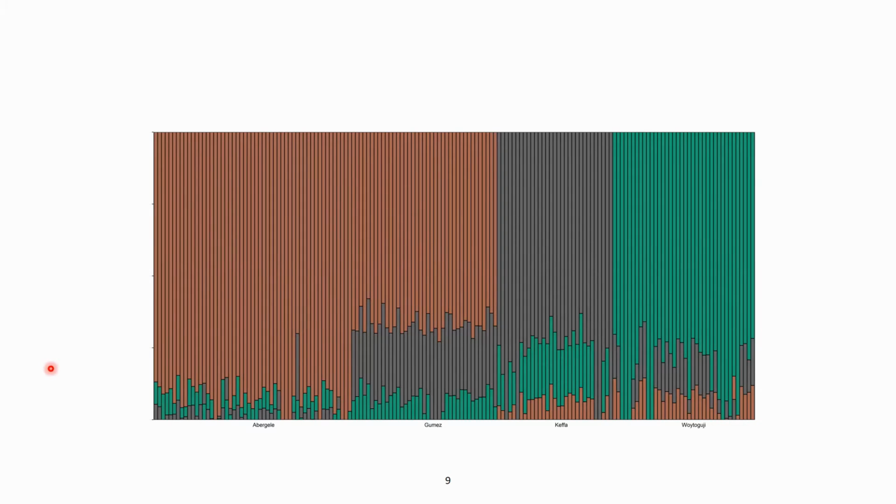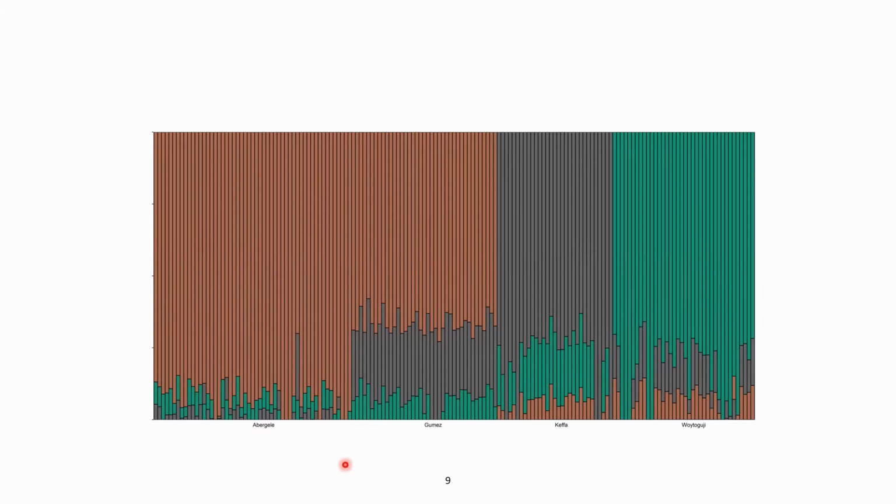So here is an admixture plot for actually 4 populations. So these are 4 sheep populations from Ethiopia. And you could see that basically they are quite different when it comes to admixture proportions. So this would be population 1, 2, 3, and 4.